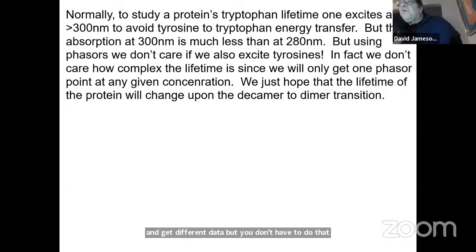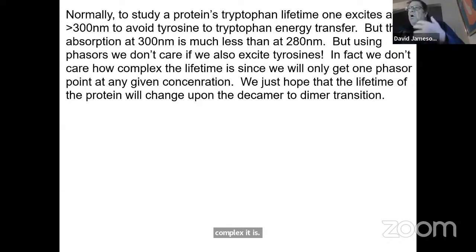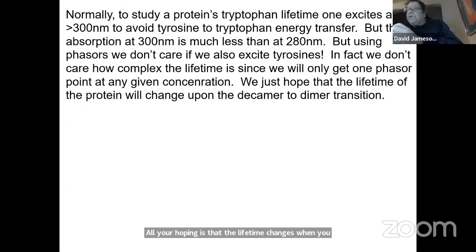Now, I should say that normally to study a protein's tryptophan lifetime, you excite at 300 nanometers, which avoids tyrosine to tryptophan transfer. We don't care about that here. But there's much less absorption at 300. At 280, you don't care if you excite tyrosines. You don't care how complex it is. You get one phasor point at any concentration. All you're hoping is that the lifetime changes when you have the decamer to dimer transition, which is not unreasonable. If the protein dissociates from a decamer to a dimer, probably one or more tryptophans will be affected.